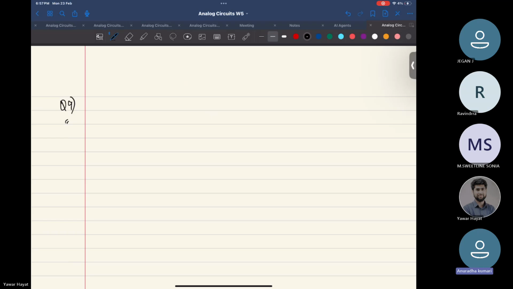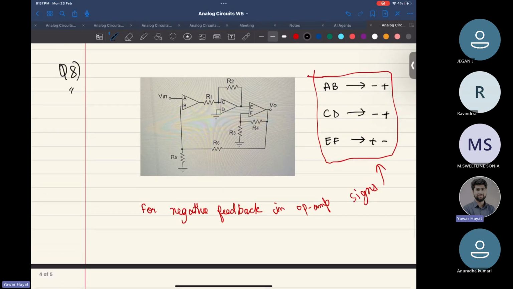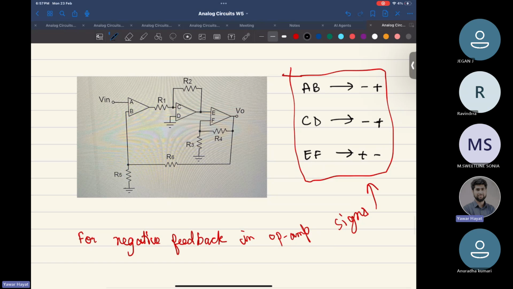Repeat question number 8 again. Okay, repeating question number 8. We had to choose the signs for these A, B, C, D, E, F. In other words, we had to decide which one is going into the inverting and which one is going into the non-inverting terminal. The condition given was that the op amps are in negative feedback. For the first one, this input should be fed into the inverting terminal for this to be in negative feedback. So that's why I chose A as minus. B would be positive, right?